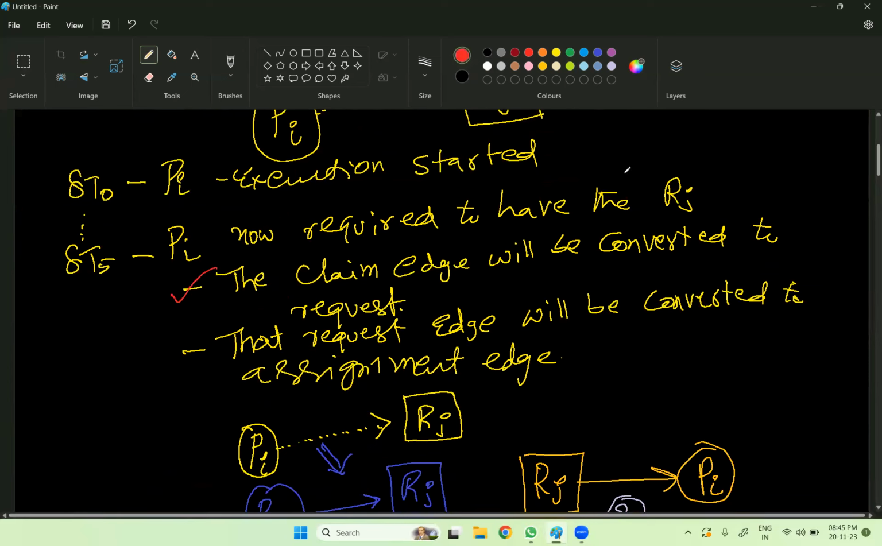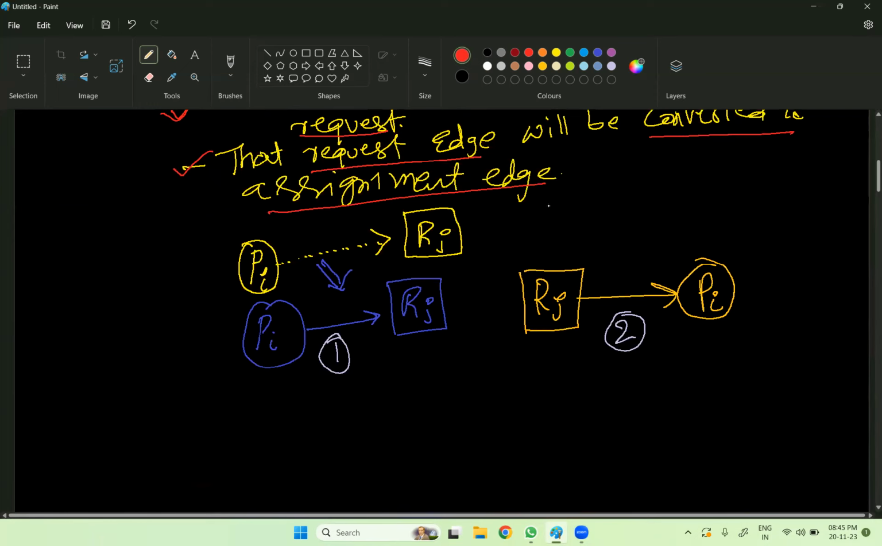Operation number one is this one here. The claim edge will be converted to a request edge. Soon after being converted to a request edge, immediately this request edge will be converted to an assignment edge. So pictorially, it's been converted to this one and immediately it's been converted to this one. Obviously our process gets completed.